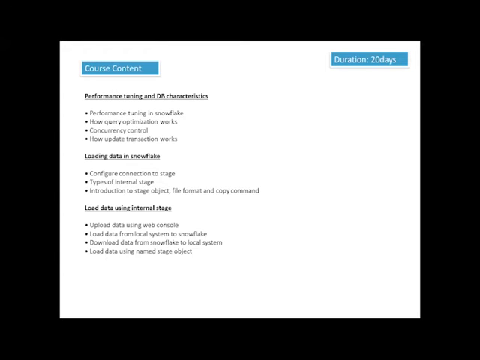Coming to the main topics, we're going to see loading data into Snowflake. What are the formats? What are the functions that we use to copy from one server to Snowflake, and how do we set up the configuration? What are the types of internal storage? These are the things we're going to cover when discussing how we load the data into Snowflake. Apart from that, we have the internal stage, uploading data using the web console from local system to Snowflake, downloading from Snowflake to local system, and loading data using a named stage object.